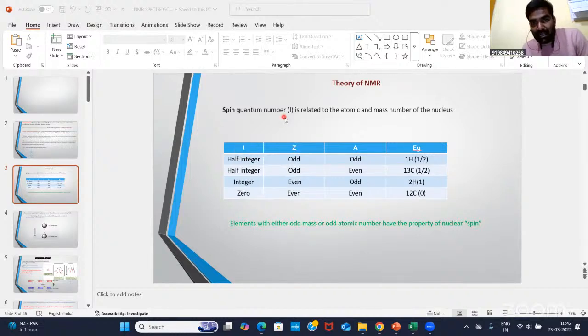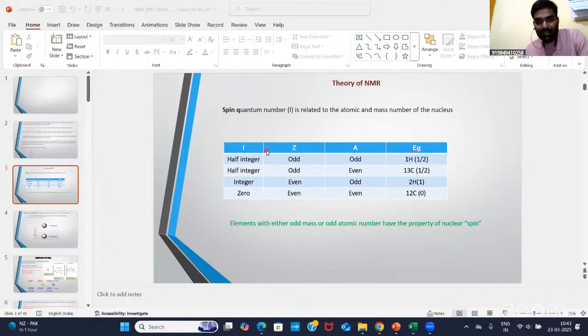Actually, NMR depends on the nucleus spin of the element. If an atom has integral or half-integral spin, only then does it have a magnetic moment. So the elements which contain integral or half-integral spins can be used for NMR.